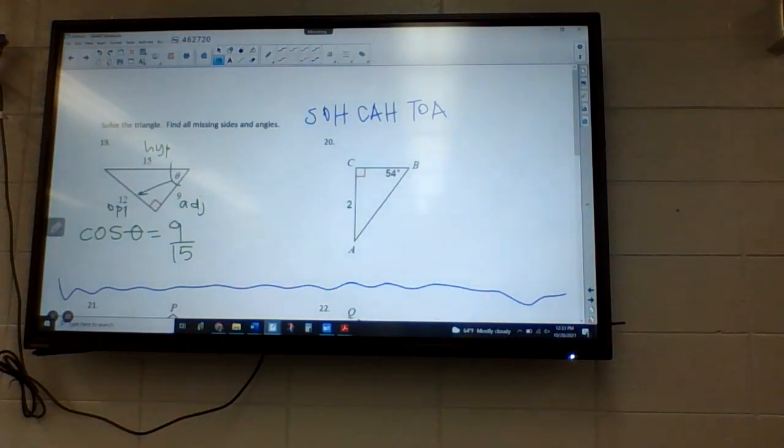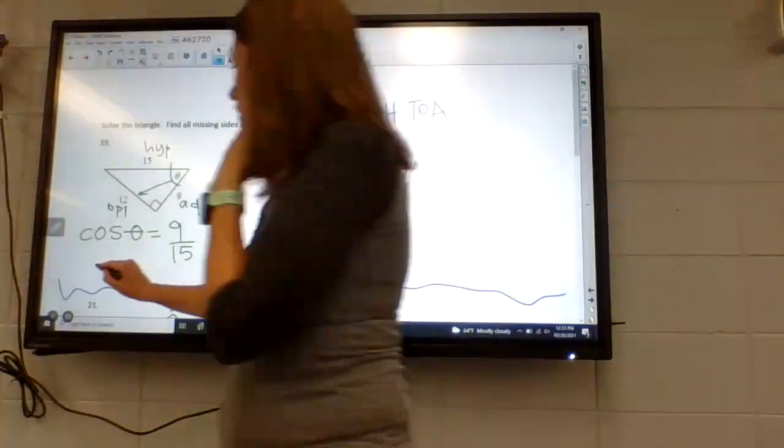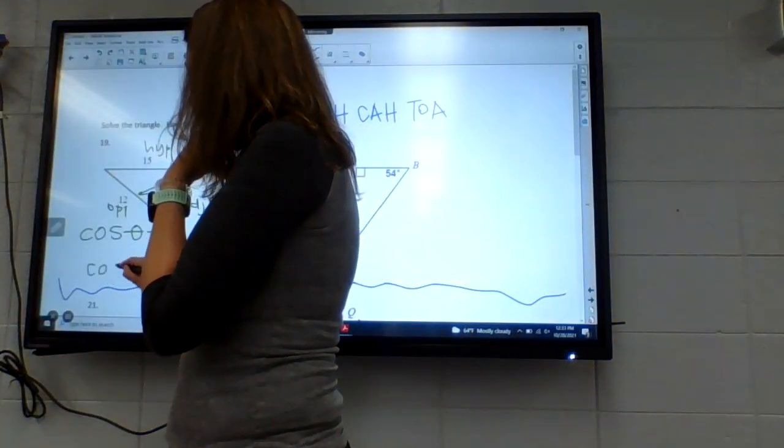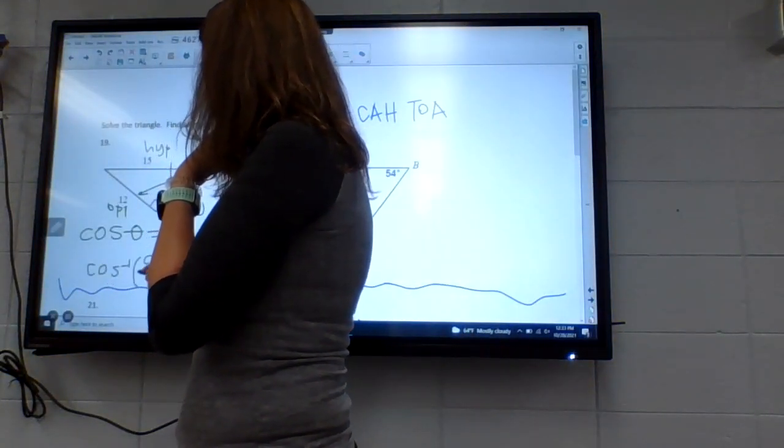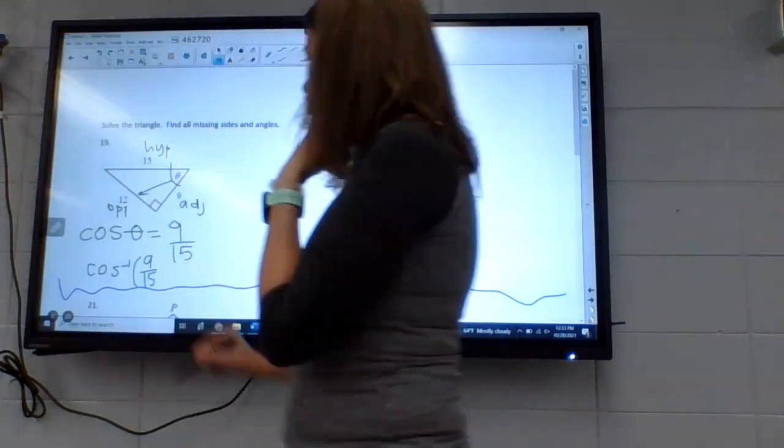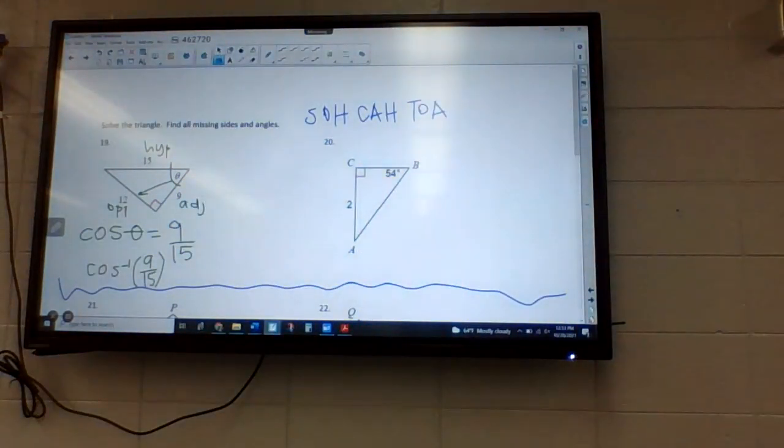So for cos, we find the inverse of cos? Yeah. It's the little button above the cosine. Yeah. That should give you that 53.1.